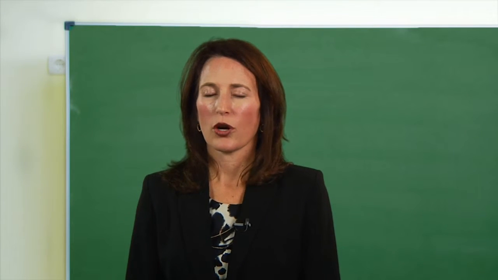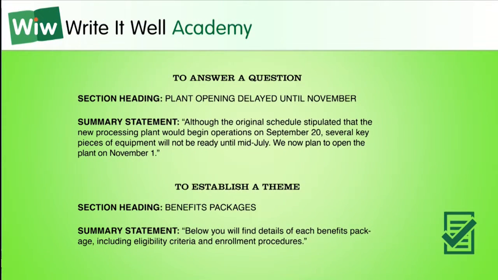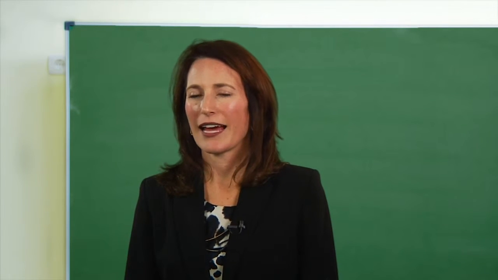You may write the summary statement and then go back and write the section heading, or you may find that it's easier to write the section heading and then the summary statement. Either is fine. Here's another example. You may want to establish a theme. Your section heading is benefits package, and your reader wants to know more. So your summary statement is, below you will find details of each benefits package, including eligibility criteria and enrollment procedures. Now, you were able to come up with these section headings because you already thought carefully about who your reader is and what questions they will have.